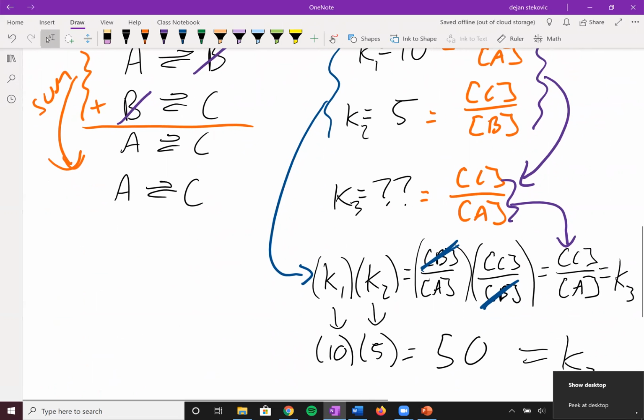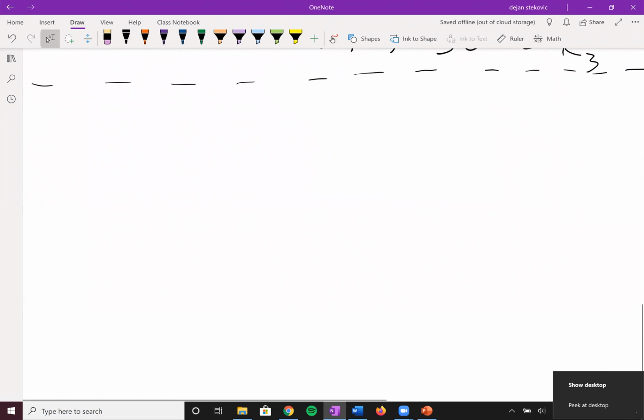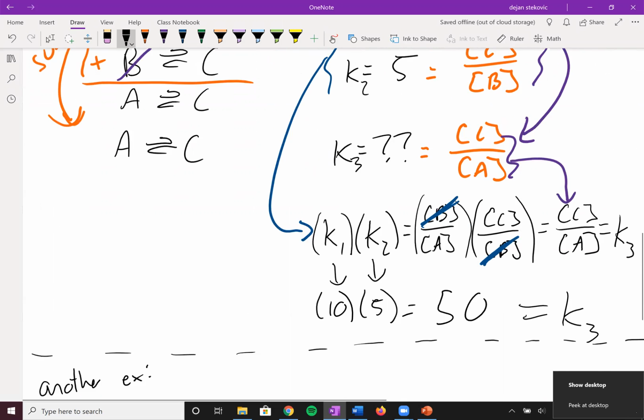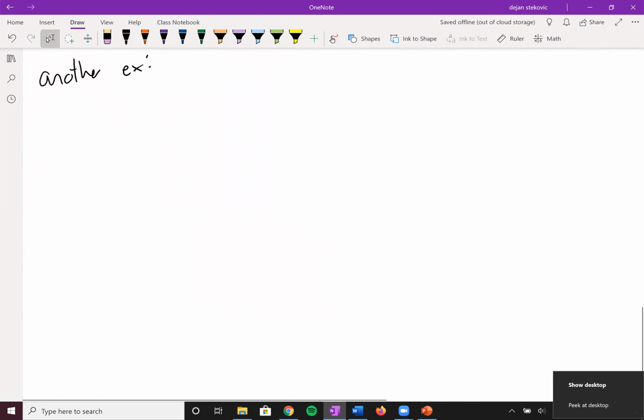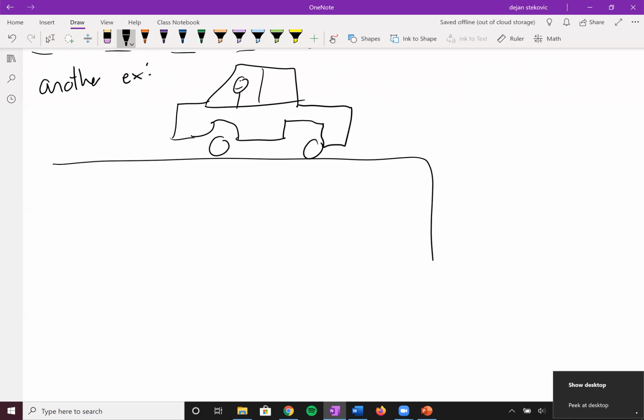So equilibria are super important in terms of biological functions and ecological, right, environmental functions. So let's just take a look at a cool example from the book. So we'll just call this another example, and we'll see how we're using this K stuff to actually apply it to something to figure something out. So let's just say you're chilling in your car, you're driving your car. This is a car, right? That's you driving the car.